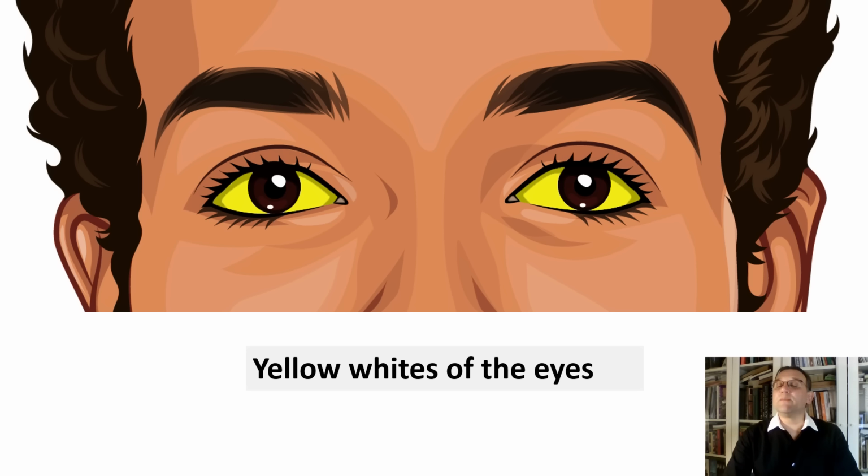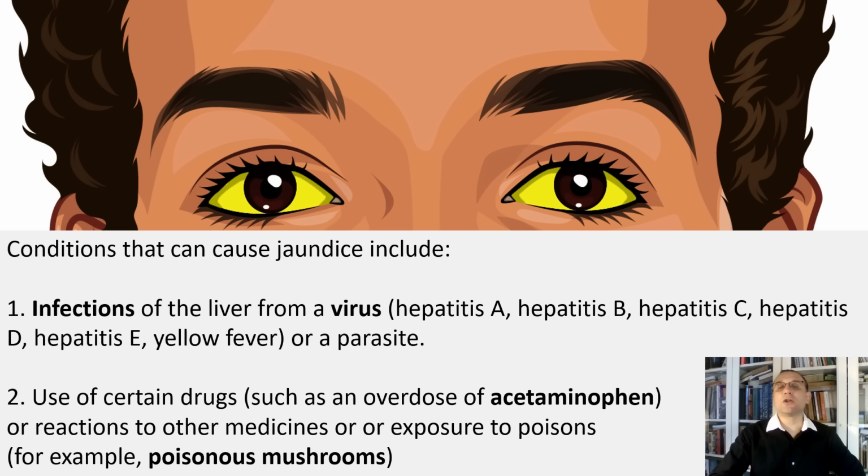Hepatitis can interfere with bilirubin excretion so that the waste builds up in the blood, turning the skin and the whites of the eyes yellowish. Conditions that can cause jaundice include infections of the liver from a virus, hepatitis A, hepatitis B, hepatitis C, hepatitis D, and hepatitis E, or a parasite. Another reason is use of certain drugs, such as an overdose of acetaminophen, or reactions to other medications, or exposure to poisons. For example, poisonous mushrooms.